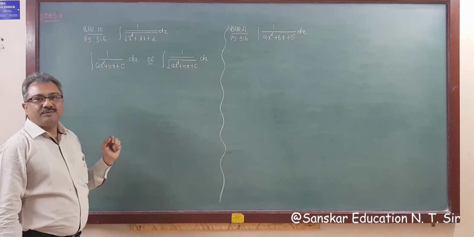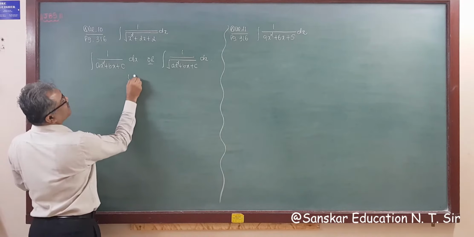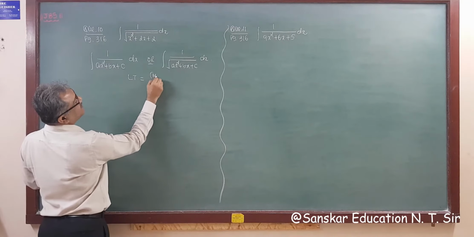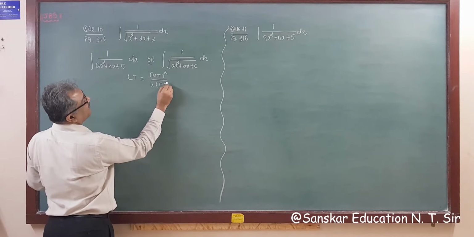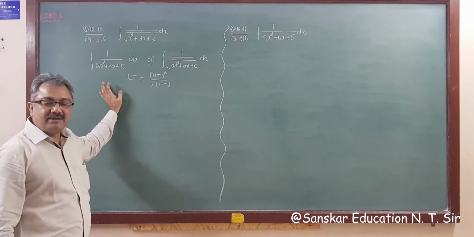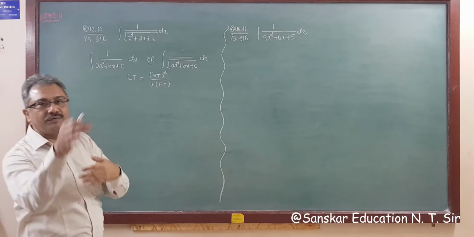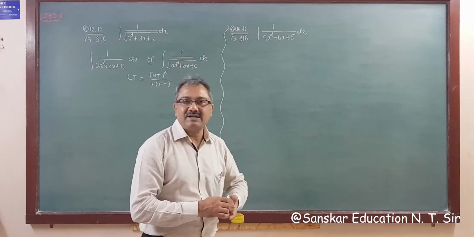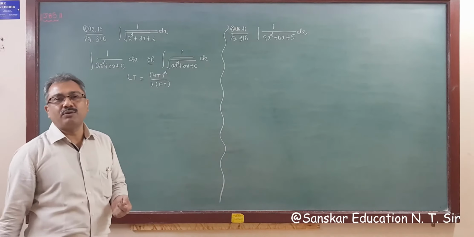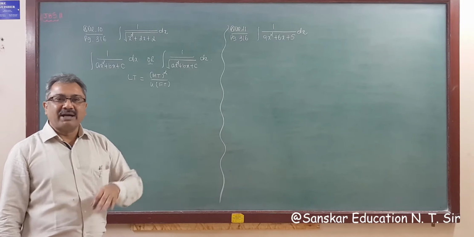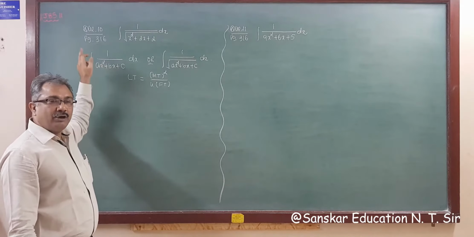Then what we have to do? We have to find out the last term using the formula: middle term square whole upon 4 into first term, right? So this is the hint how to solve questions of integration. You have to first identify which type of integral is given, and according to that you have to apply your method. So this is of the quadratic form, but the numerator is 1.